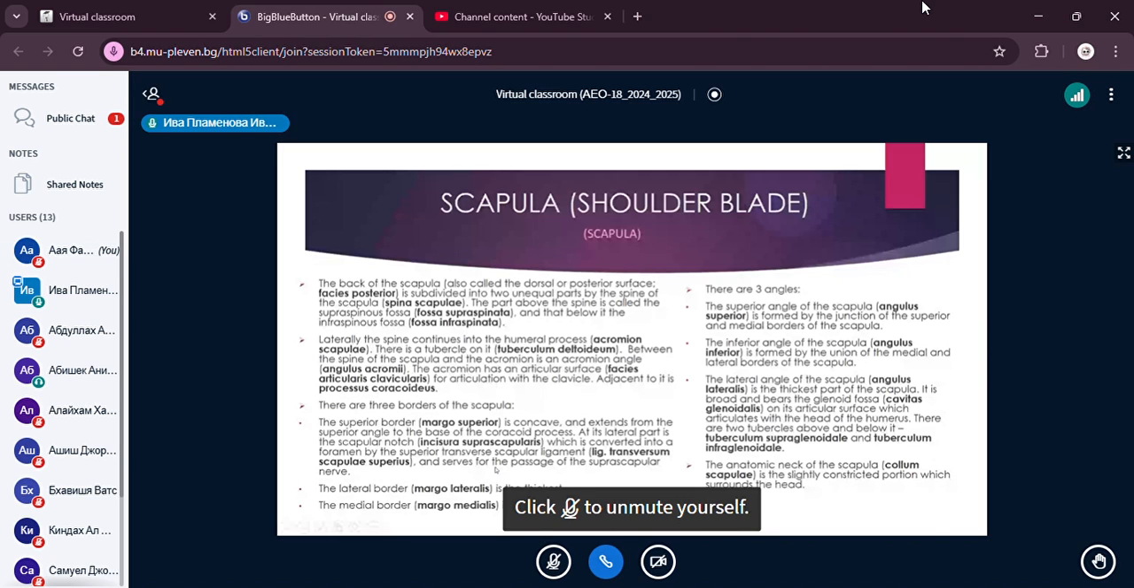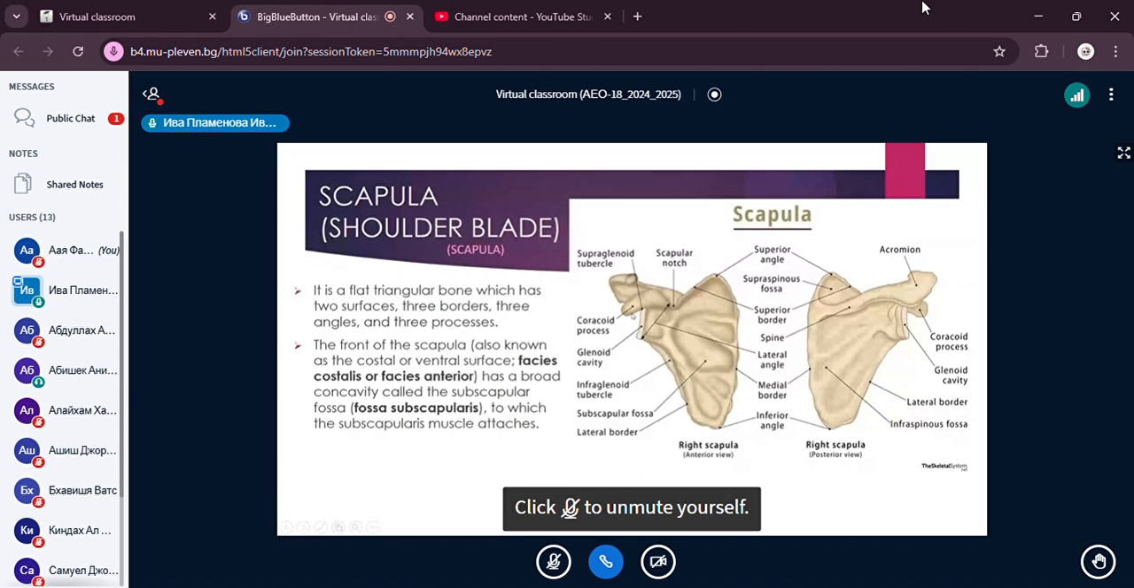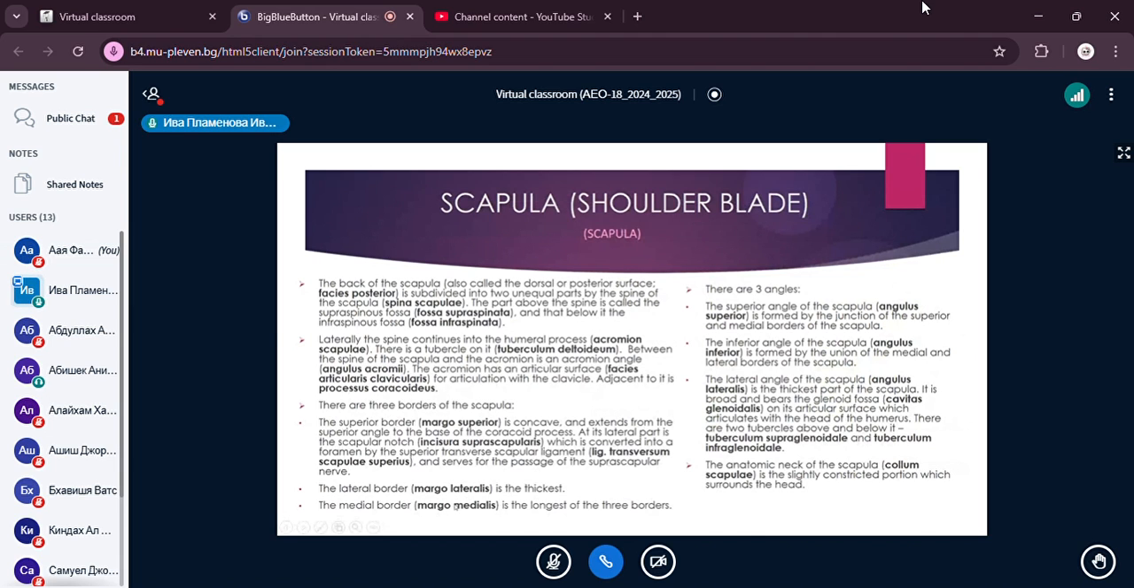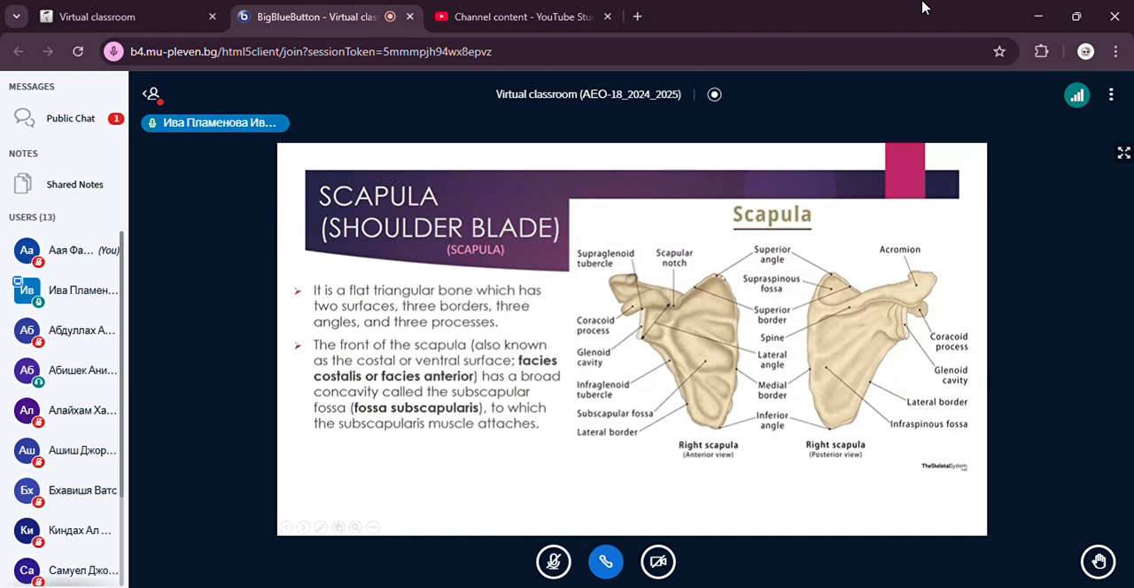About the lateral border, margo lateralis. Here on the lateral border, we have one cavity, which is called glenoid cavity or cavitas glenoidalis in Latin, which is actually the articular surface for the head of the humerus. About the medial border, nothing especially, just the longest border.